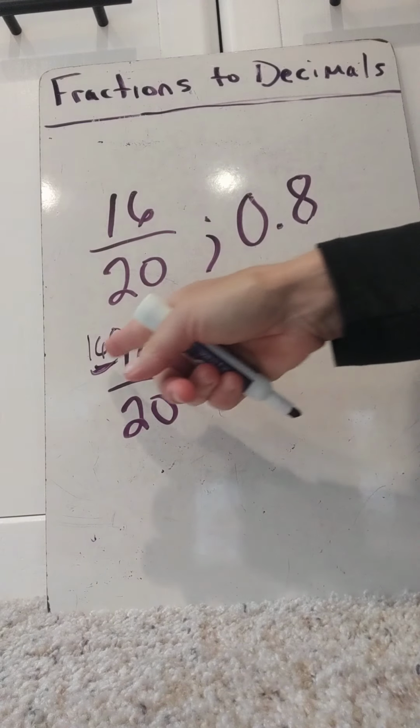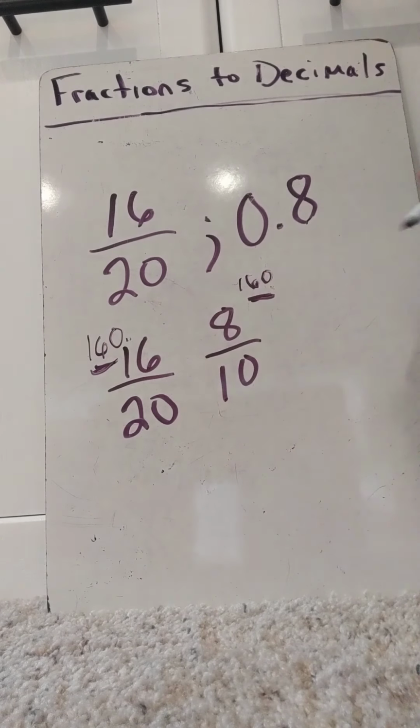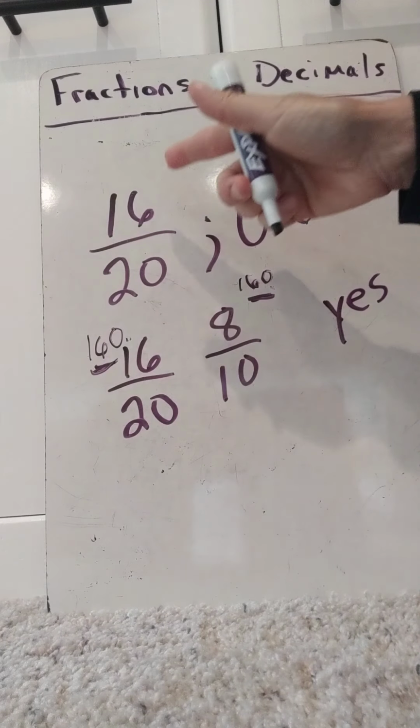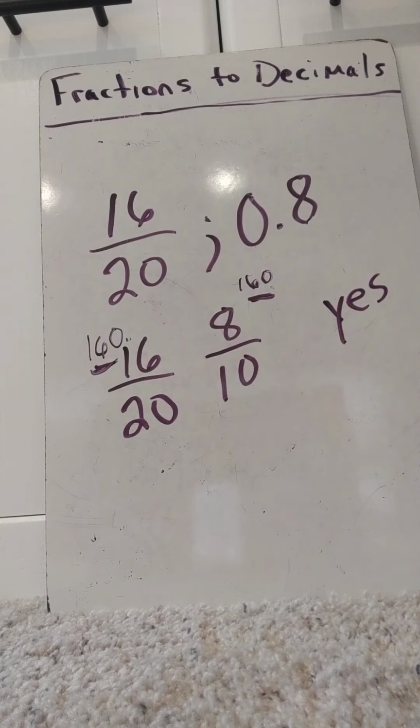Yes, they are, because it's the same number, 160, 160. Yes. So I know that 16/20 and 8/10 are equivalent. Okay? And the answer would be yes, they are equivalent. They're equal. So that's how you're going to do today's lesson, boys and girls.